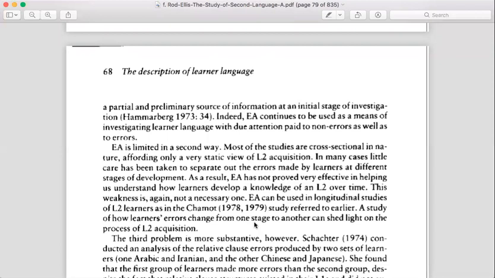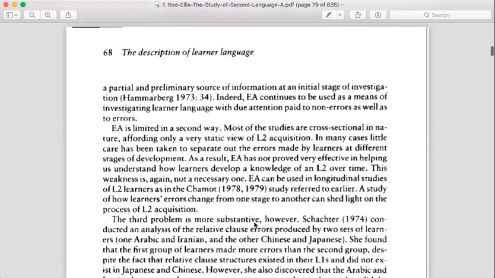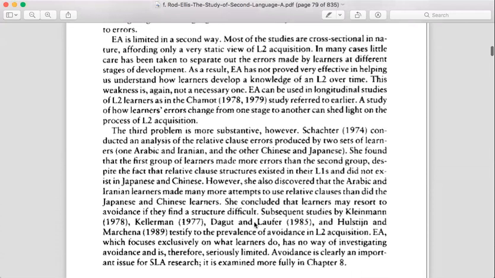Now, error analysis is limited in a second way. Most of the studies are cross-sectional in nature, affording only a very static view of L2 acquisition that we have already discussed while we were differentiating between cross-sectional studies and longitudinal studies. If a study on error analysis is cross-sectional, then it is giving a static view because it is one-time data collection. Longitudinal studies are more valid and reliable in the sense that the data is collected over a period of time, maybe 3 to 4 years, as in the last lecture we cited an example as well. So if the study is not longitudinal, that limits the scope of error analysis.